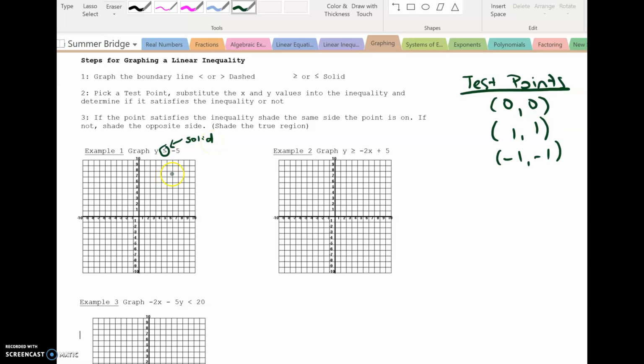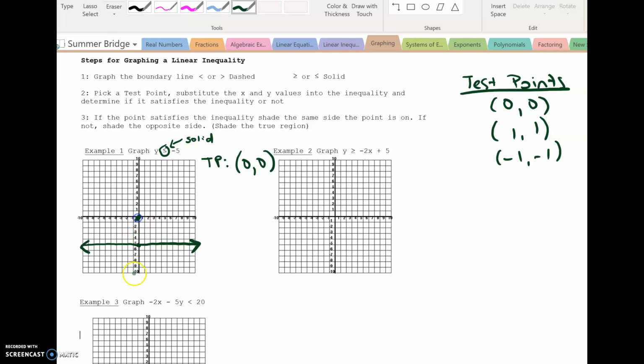Since it's the inequality y < -5, we're talking about a horizontal line at y equals -5. So we're going to have a solid line going through -5. Now, we need to pick a test point. My test point is going to be (0, 0).